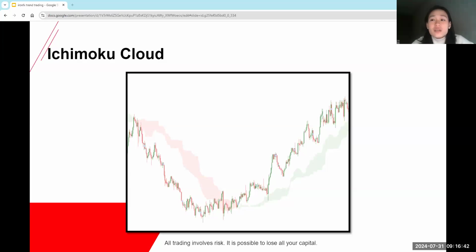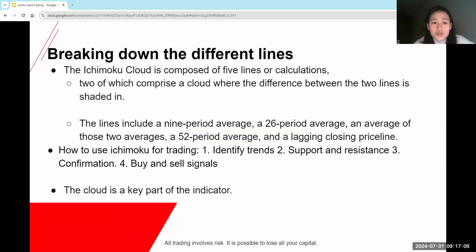If we're just looking at the cloud, which is what I tend to do, prices that are moving below the cloud, like you see here, are moving in a downtrend. So it's a bearish signal. Once prices move above the cloud, it is then moving in an uptrend, so it's a bullish signal. So it's a very easy way of spotting the trend. But of course, if you're familiar with Ichimoku, there are different lines that comprise this indicator as well.